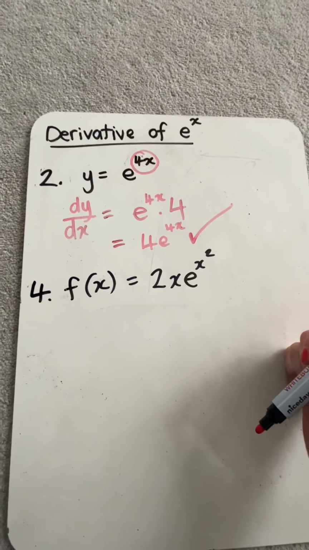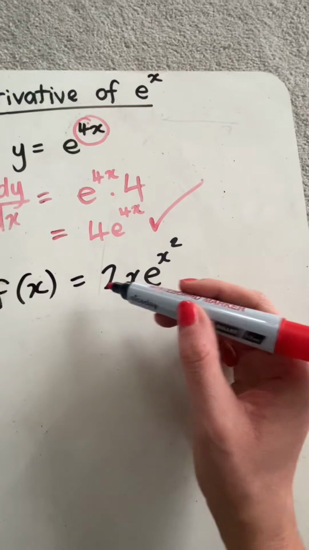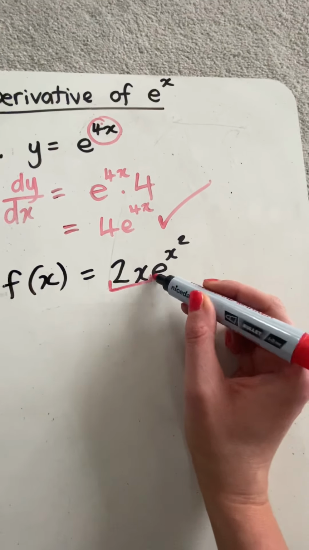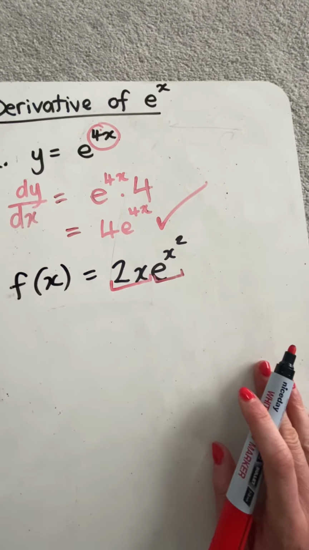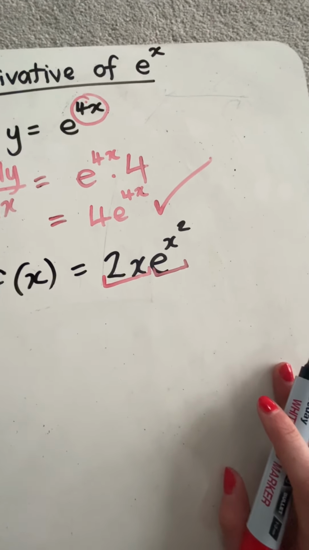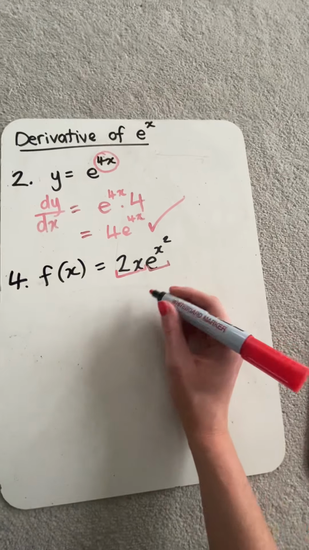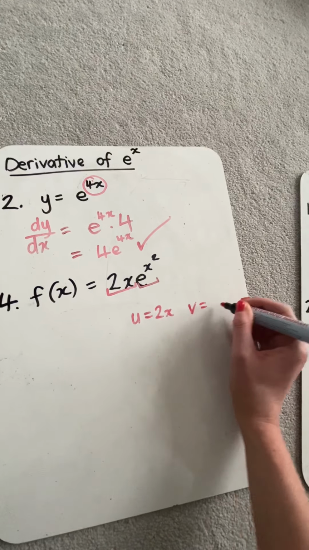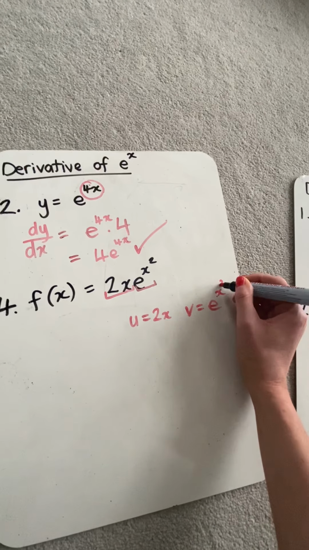Okay, if we go on to question 4, we want to differentiate this. Now, can you see we've actually got two things here that are multiplied together? So think back to yesterday. This is where we're going to use the product rule. So what I'm going to do is let u equal 2x and v equal e to the x squared.